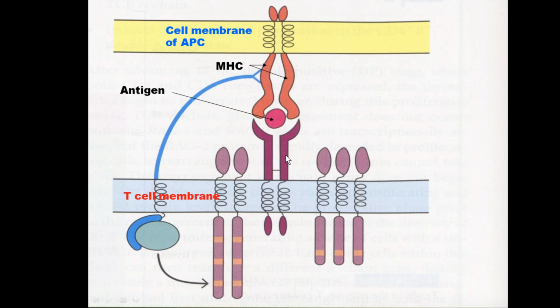This is the T cell membrane. This is CD4. This is present in the primary signal or first signal, and the CD3 is also present. And this is the T cell receptor. So it is the first signal in T cell activation.